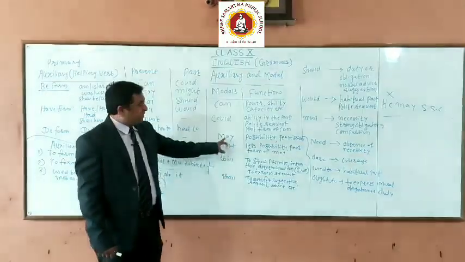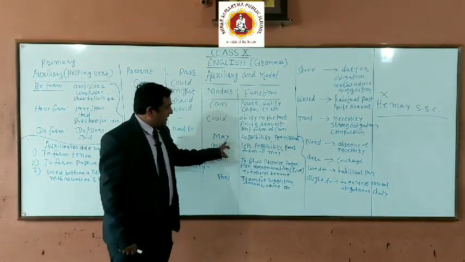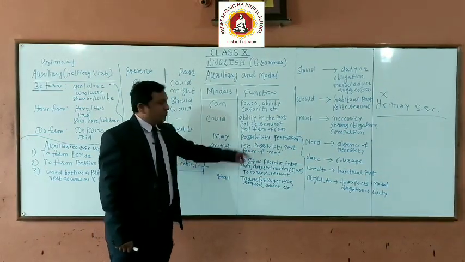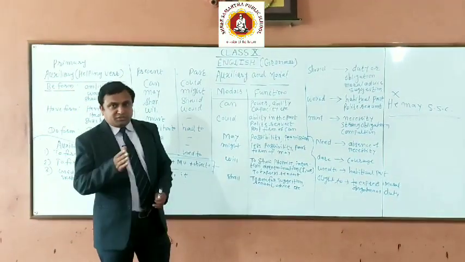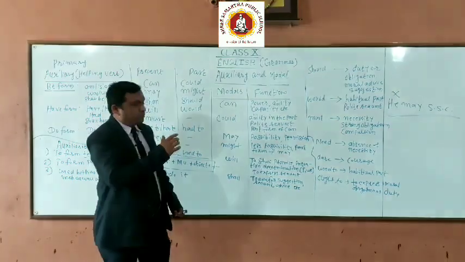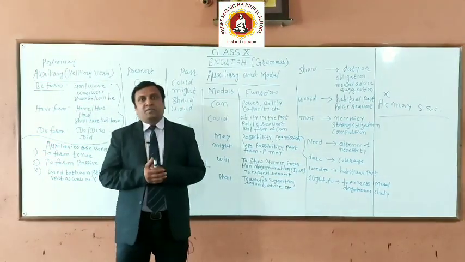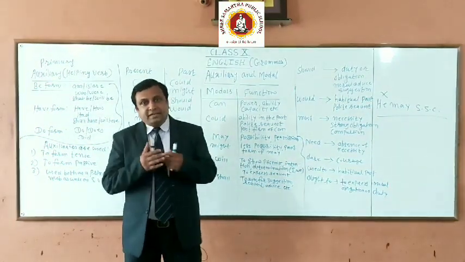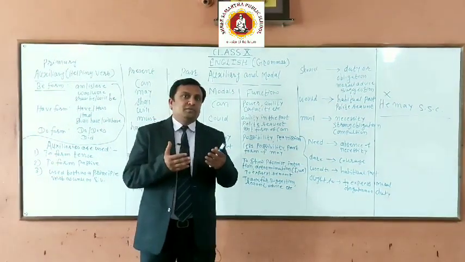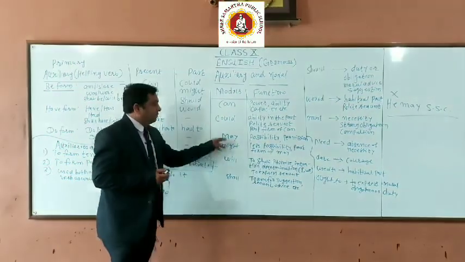Now may. May expresses possibility and permission. First, let's see possibility. Possibility means uncertainty. When I am not sure, I don't know, then I just use some possible statement. So for that purpose, may is used.